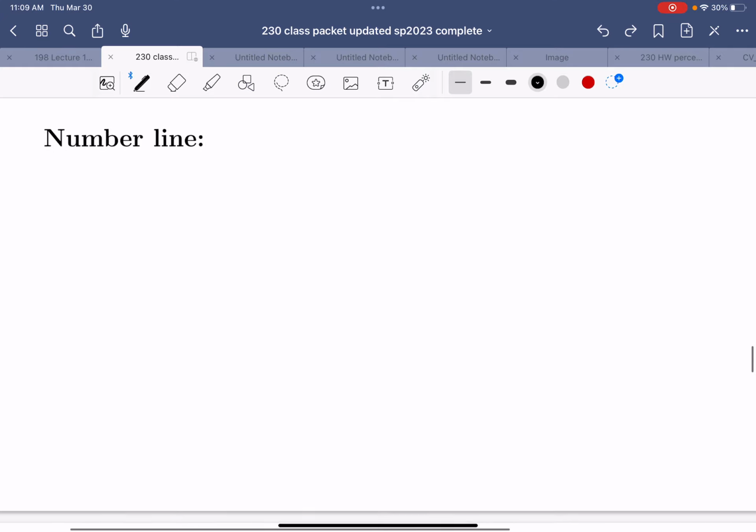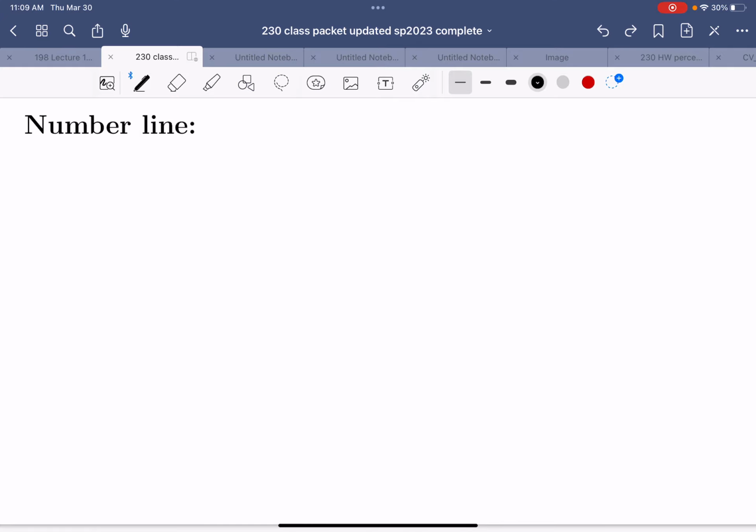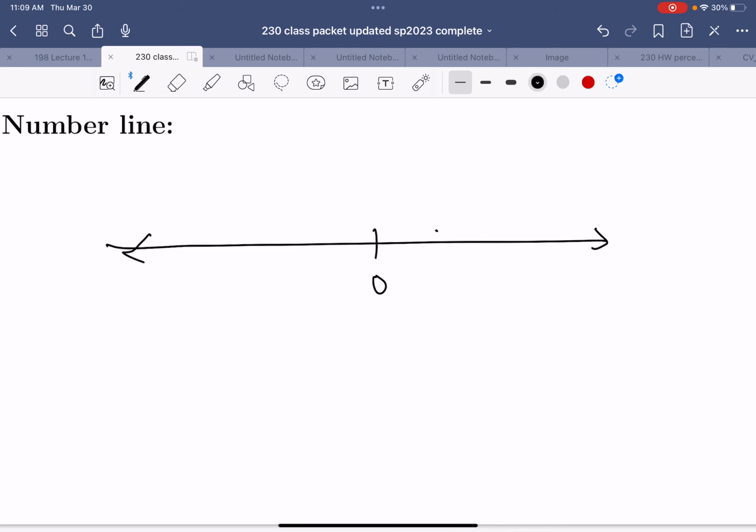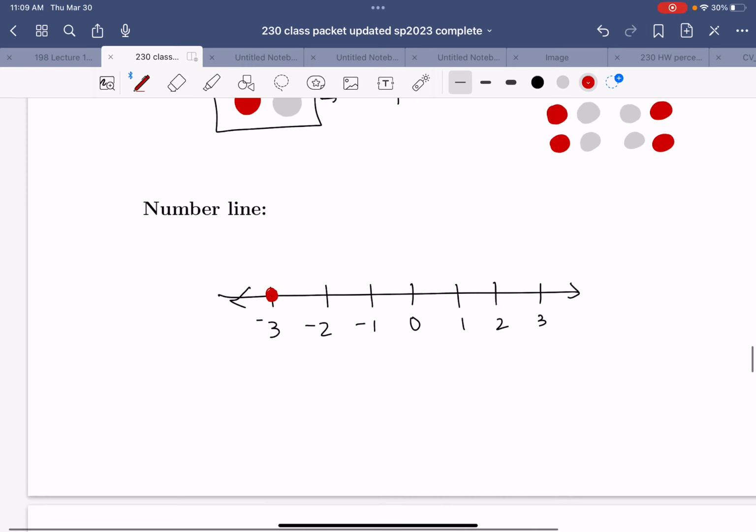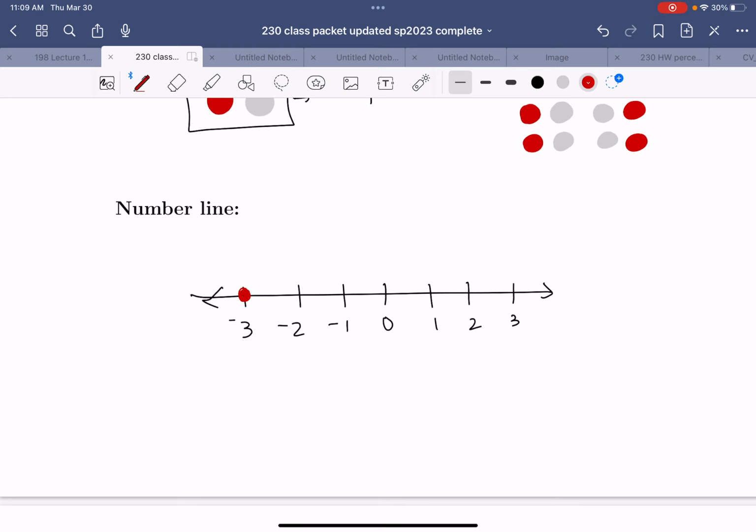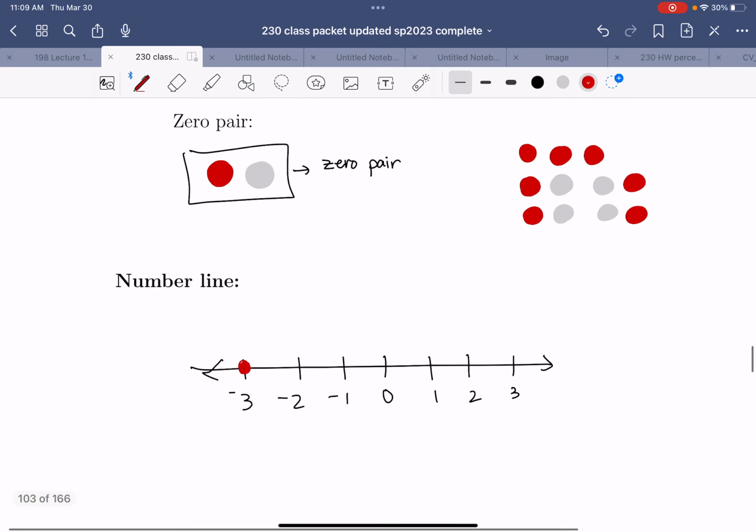Our second option for representation is a number line, and this is exactly what you think, a number line that looks like this. Typically, we get our 0 in the middle. 1, 2, 3 over here. -1, -2, -3. So -3 here would be this spot right here. Okay, so we're going to use both as a way to represent our integers as well as to help us with our addition and subtraction.